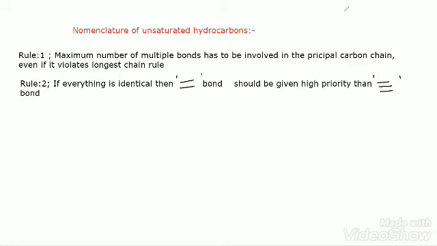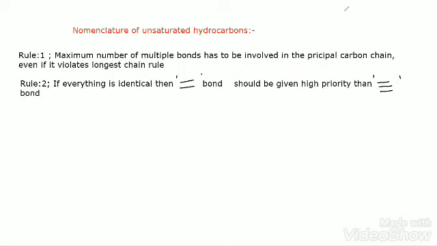Rule 1 is that the maximum number of multiple bonds has to be involved in the principal carbon chain, even if it violates the longest chain rule. It means we have to choose a chain in which we have more double bonds. And rule number 2: if everything is identical, the double bond should be given higher priority than the triple bond. So whenever you have both a double bond and a triple bond and both are identical, the priority should be given to the double bond.